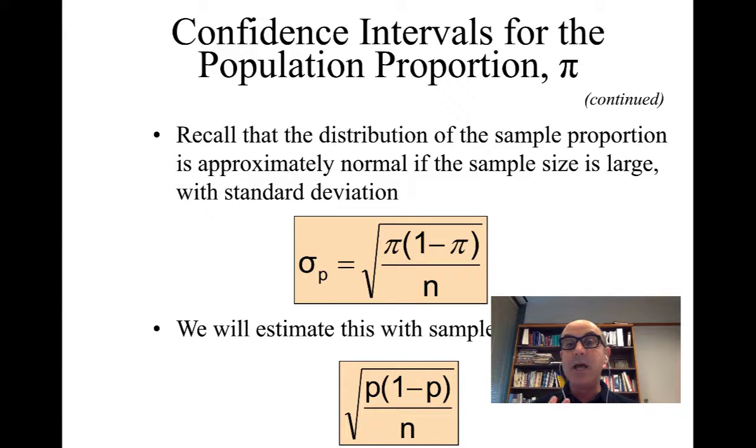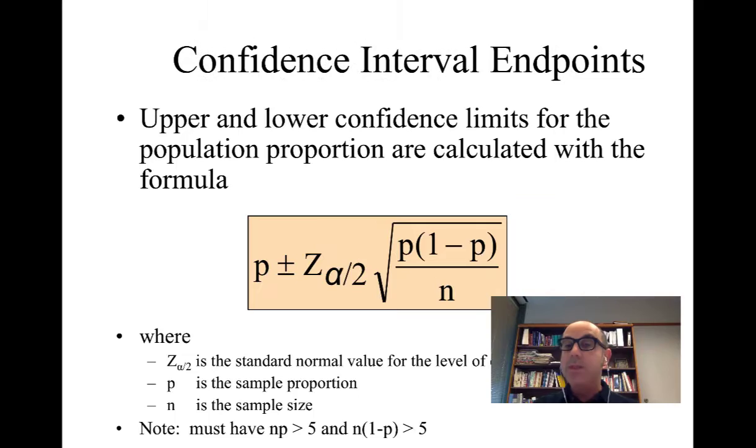So in this case, for the formula, we recall that the distribution of the sample proportion is normal if the sample size is large, with the standard deviation, and we will estimate this with the sample data by using the formula below. Together we will have the confidence interval endpoints. The lower and upper confidence limits for the population proportion are calculated with the following formula.